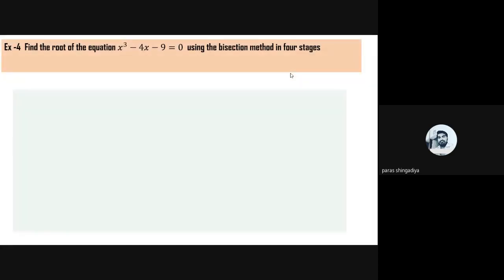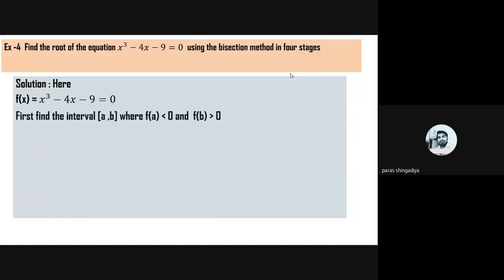So let us check the second question. For your practice, find the root of the equation x cube minus 4x minus 9 equal to 0 using the bisection method in 4 stages. So what is the meaning of 4 stages? It means 4 iterations are required: x1, x2, x3, then x4. If I consider the bisection method correct up to 4 decimal places, it means you have to check the answer correct up to 4 decimal places.